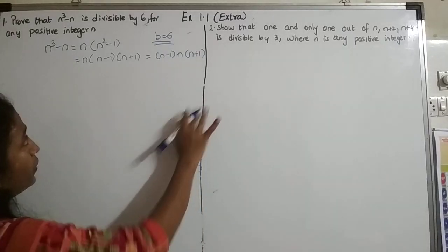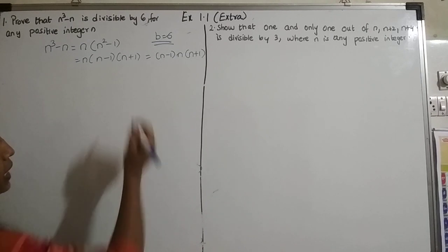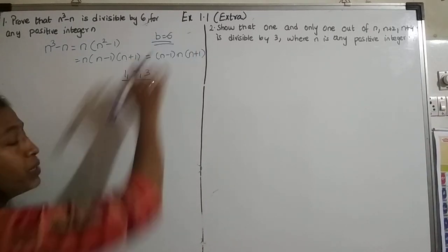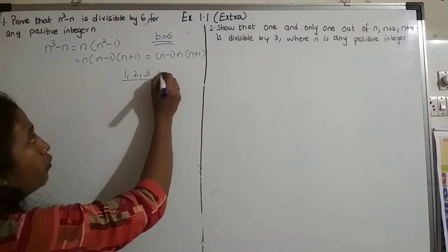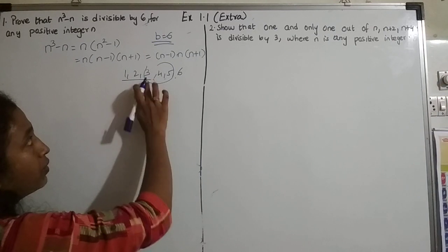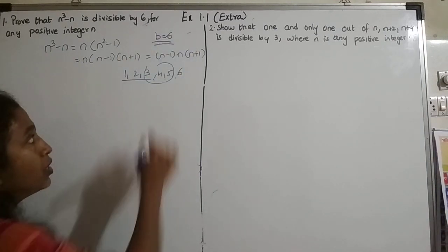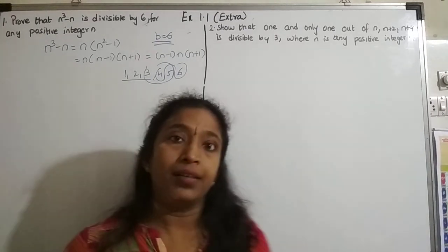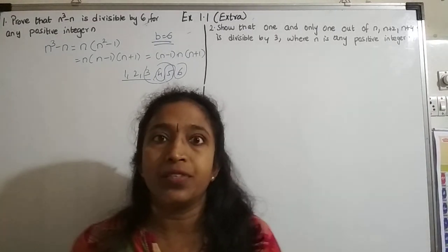Product of 3 consecutive integers: if I take 1, 2, 3, and take the product of this, is it divisible by 6? Yes. If I take 3, 4, 5, 3 4s are 12, it's divisible by 6. 4, 5, 6, 6 4s are 24, divisible by 6. So this holds practically, but we have to prove it using Euclid's division lemma.